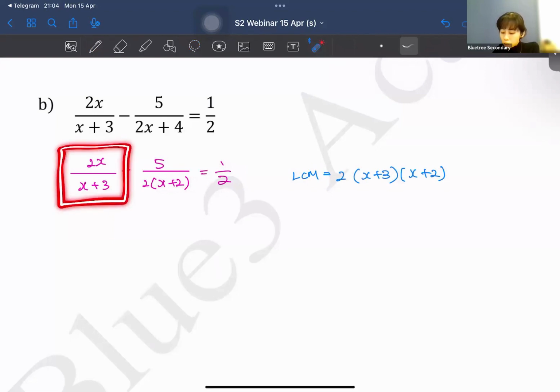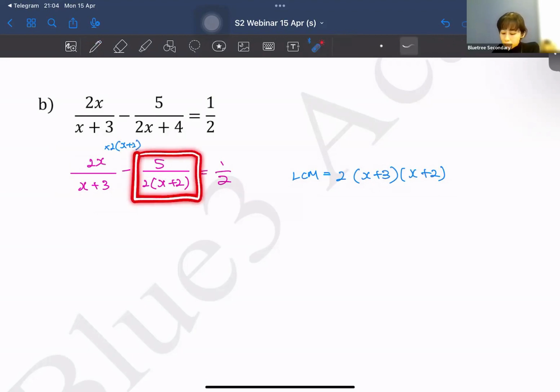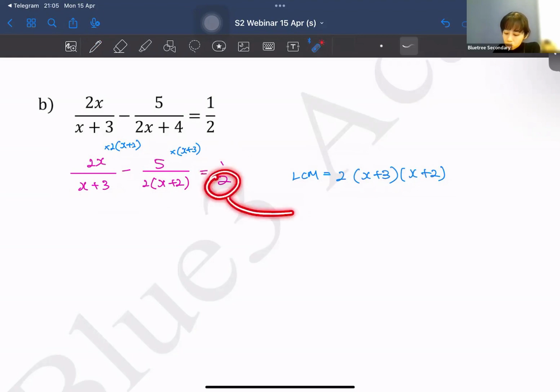So first fraction, to make my denominator this, I need to multiply by 2 times x plus 2. For my second fraction, to make my denominator from this to this, I need to multiply by x plus 3. And for my third fraction, to make my denominator from this to this, I need to multiply by the entire x plus 3 times x plus 2.